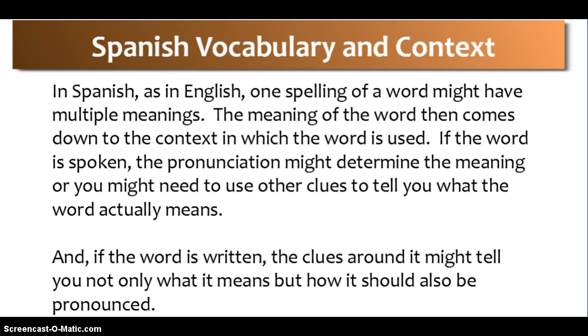We know that in English or Spanish or any number of languages, a word might be spelled the same but have different meanings. It might come down to the context in which it is used, though you might be able to figure out what that meaning of the word is by how it is pronounced, or if it's simply in written form, look around it to see what other words will help you figure out this specific meaning.